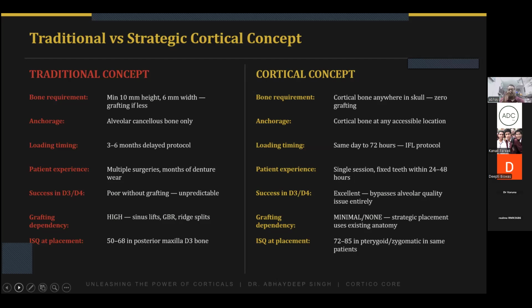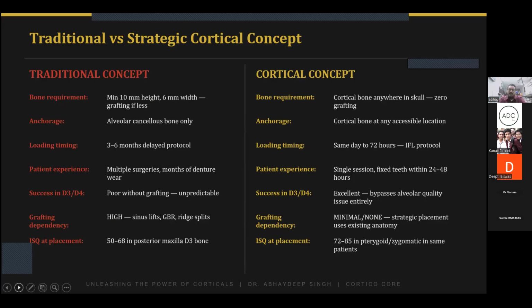And if there is lesser bone height or lesser width, you need to go for bone augmentation, ridge split, grafts, sinus lifts, GBR, whatever. More armamentarium is required, and more training is required. Grafts are so expensive that your patient ends up spending more, and sometimes patients are not comfortable spending more on the tooth, so they tend to go for removable prostheses.